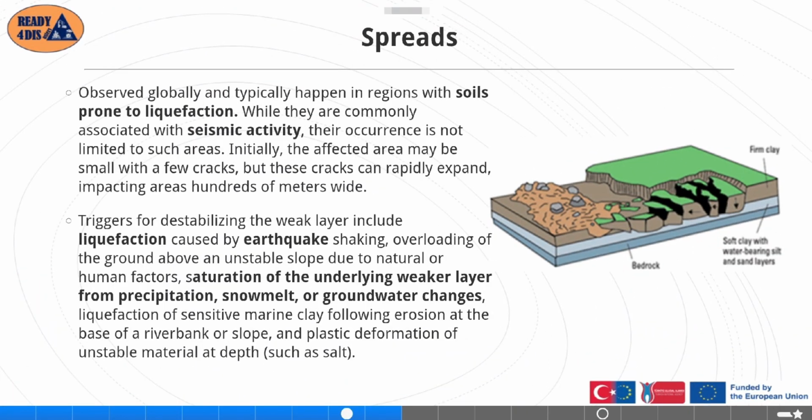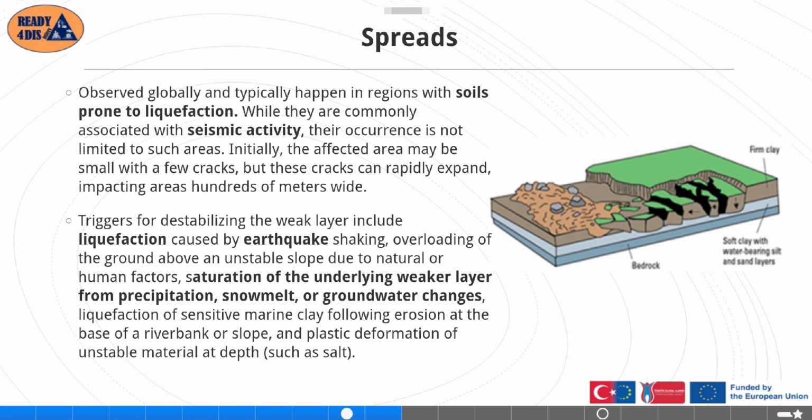Spreads. Spreads are a type of landslide that occurs worldwide, particularly in regions with soils susceptible to liquefaction. These movements are often associated with seismic activity, but they are not confined to seismically active areas only. Initially, only a few small cracks may appear in the ground. However, these cracks can rapidly widen and propagate, developing into a spreading movement that affects areas hundreds of meters across.